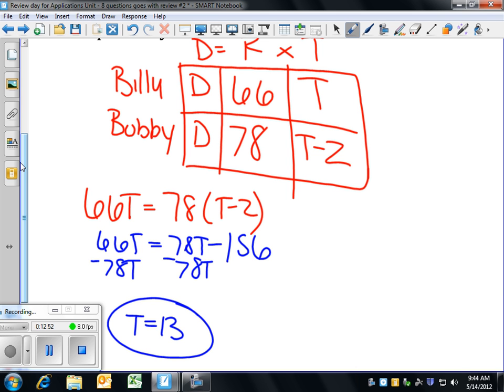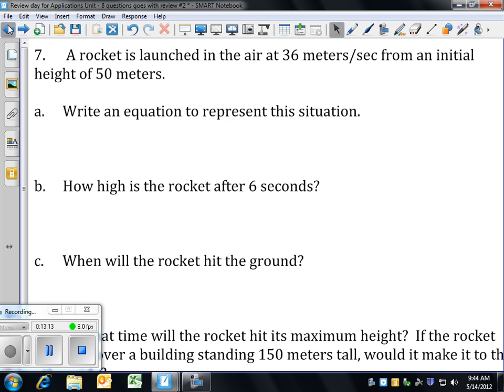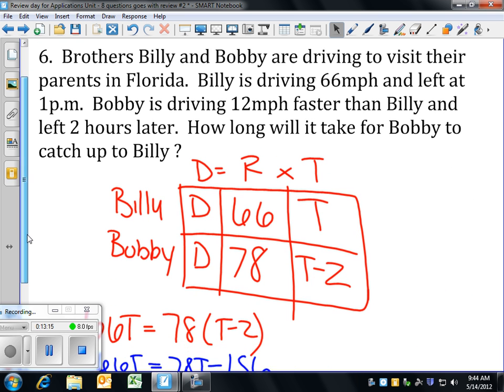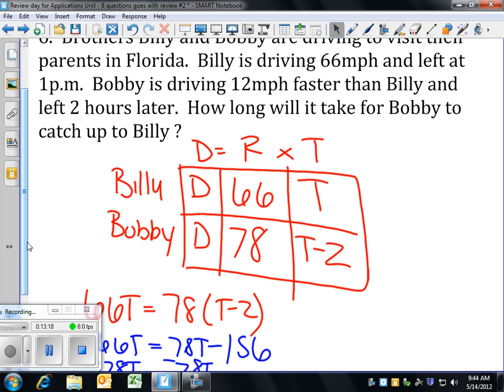Yes, Maddie. If it would have said Bobby left 2 hours earlier, then it would be t plus 2. But since he's leaving later, he's cutting off the amount of time, so it's minus 2. You just want to say his time, because you're taking his time and cutting off 2 hours, so it's easier to say t minus 2. And a lot of the problems we did in the homework were very similar to that.